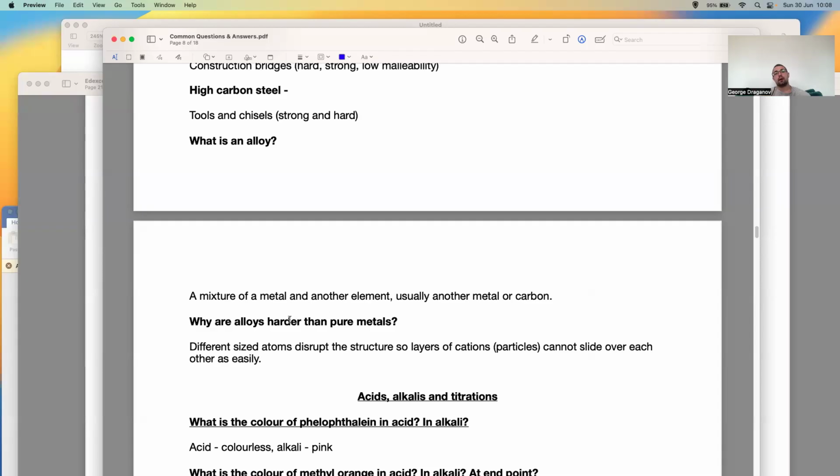And the key thing is that alloys are harder than pure metals because they contain different sized atoms that disrupt the layers and the layer structure. So the layers of the particles, the cations, cannot slide over each other as easily. That's the principle there. It can be a 3-mark question. So the different sized atoms disrupt the structure and the layers can't slide over each other. It's quite a bit going on there.